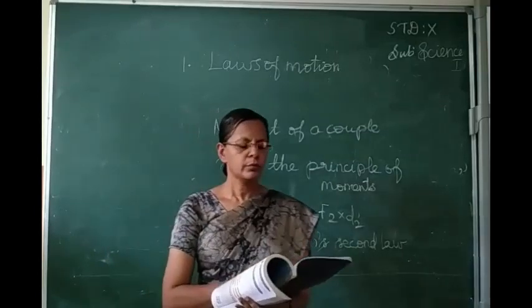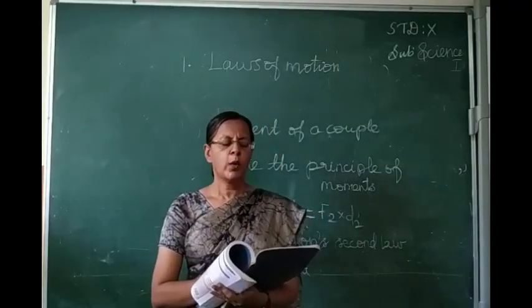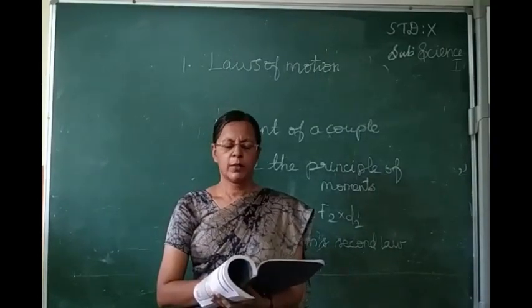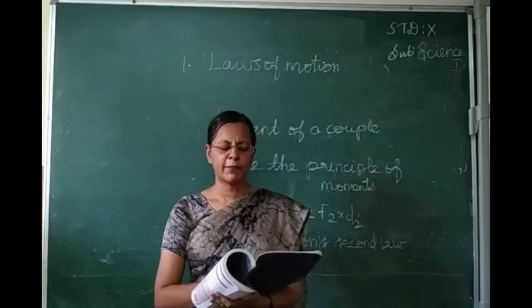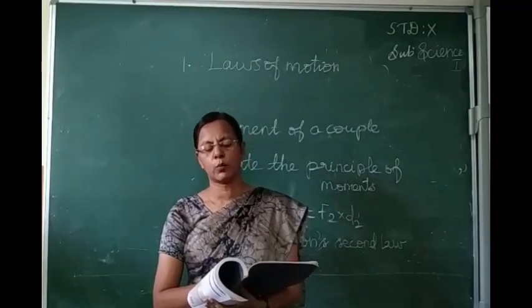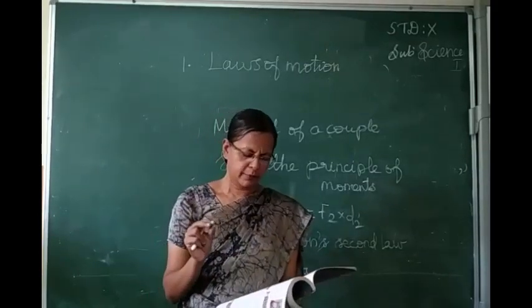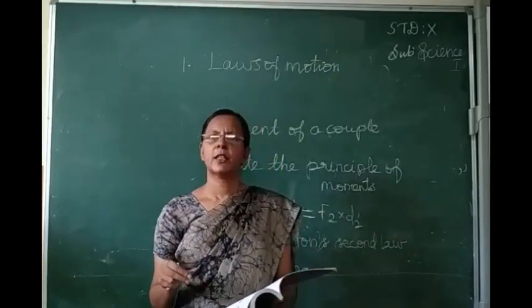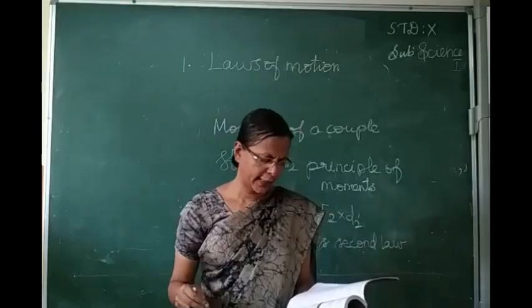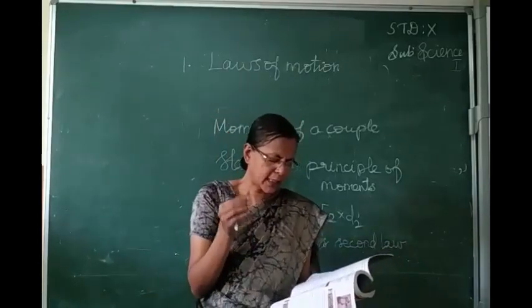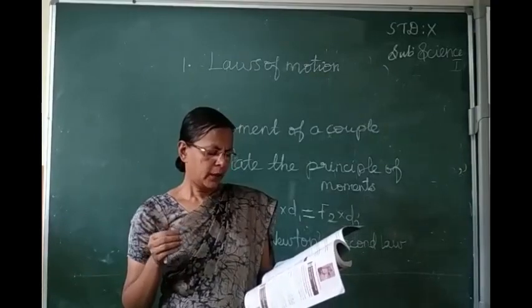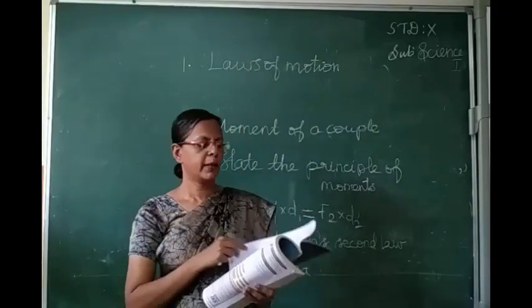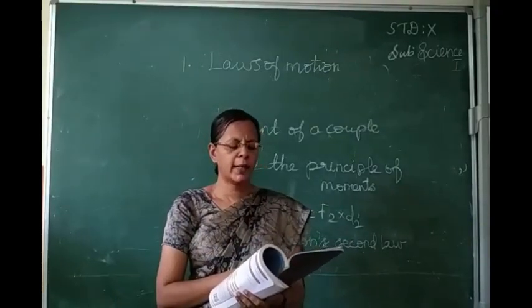Next question. While catching a cricket ball, the fielder lowers his hands backwards. Why? The answer is on page number 7, first column, last paragraph. You see, in cricket, the fielder pulls back his hands while catching the ball. He experiences a smaller force for a longer interval of time to catch the ball, resulting in a lesser impulse in his hands. So he is lowering his hands backwards.